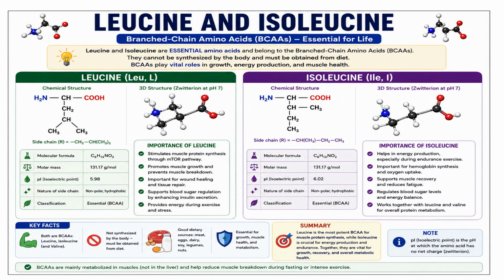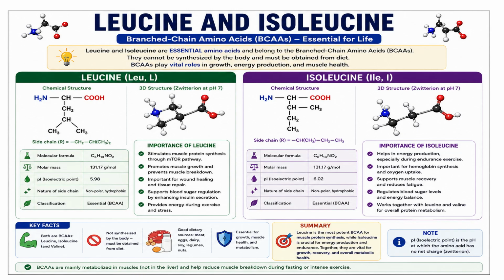It is particularly important for muscle protein synthesis because it activates the mTORC1 signaling pathway, which promotes protein synthesis when amino acid and energy availability are adequate. Leucine can also be oxidized for energy, particularly during prolonged exercise or energy deficiency. Its molecular formula is C6H13NO2, and its pI is approximately 5.98.